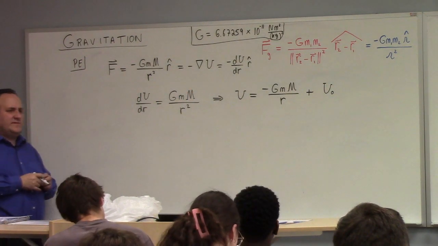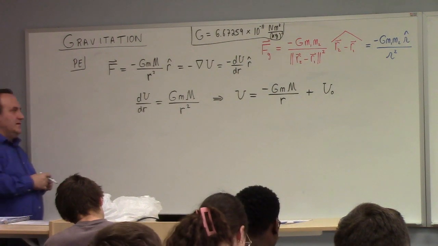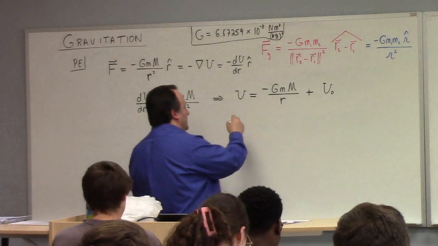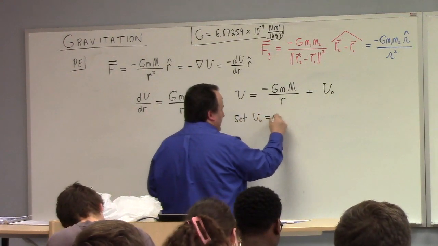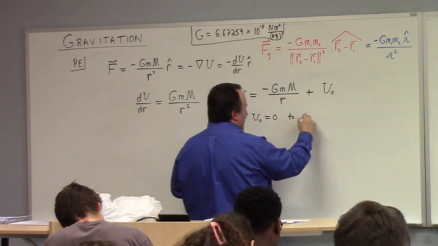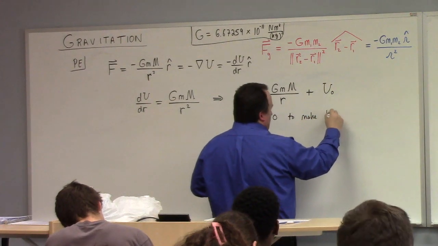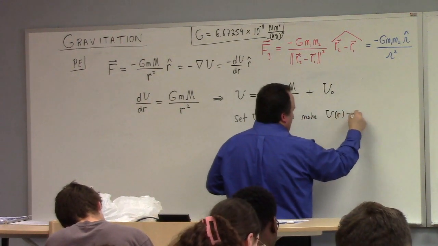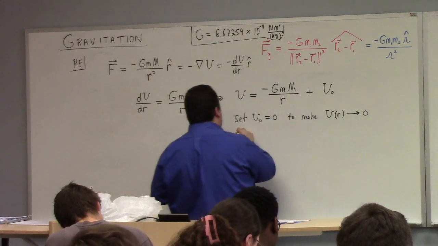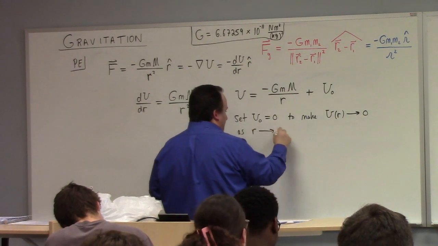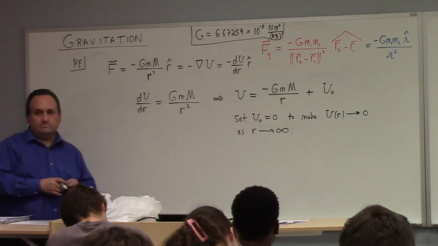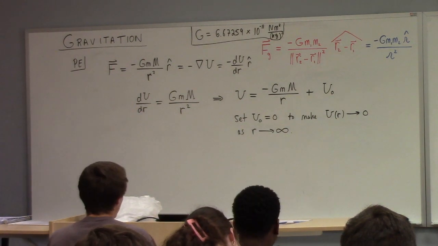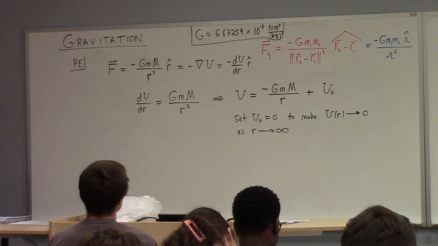So here's the convention which is typically used. We can set U sub 0 equal to 0 to make U of r go to 0 as r goes to infinity. Okay?